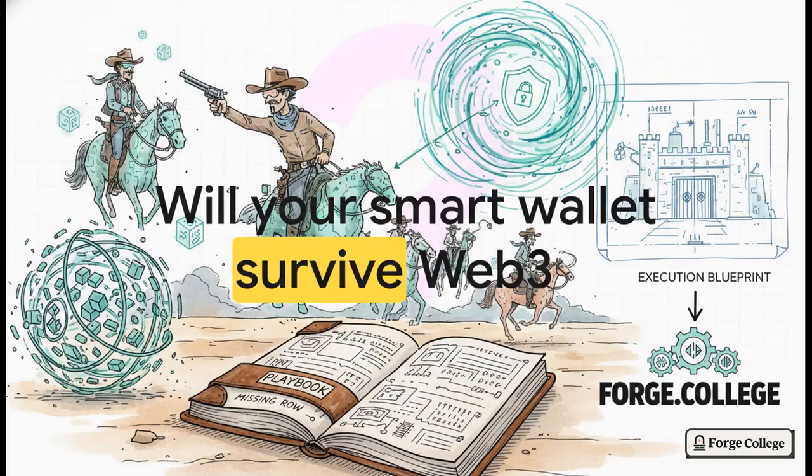So, the big question is, will your integrated smart wallet survive the wild west of Web3, or will a single missing playbook row be your downfall? The choice is entirely up to how well you execute this blueprint.